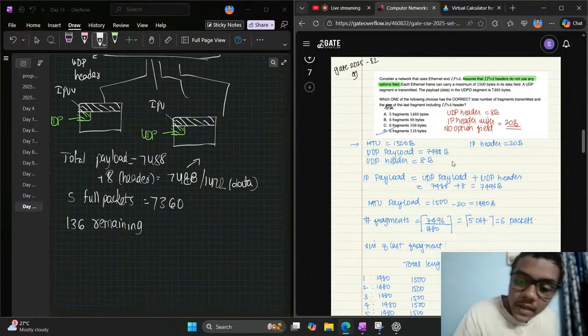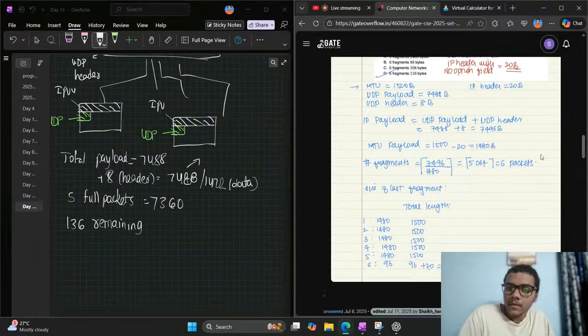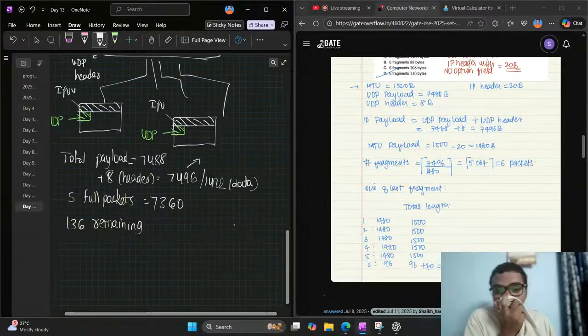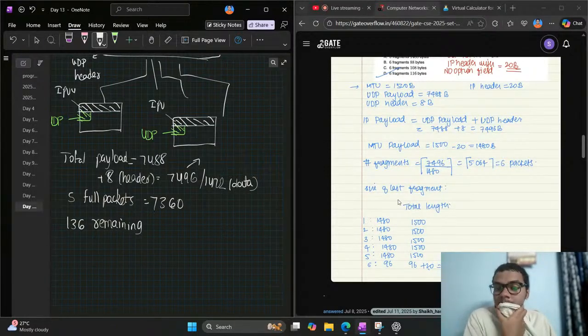So payload is 7488. UDP header is 8 bytes. IP header is 20 bytes. IP payload is UDP payload plus UDP header, 7496. MTU payload 1480. So 6 packets, alright. First is 1480.